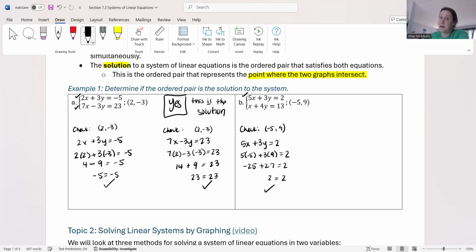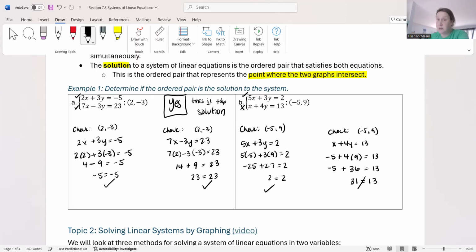Let's check to see if it satisfies the second equation. So we're going to check -5, 9 against the second equation. So that's x plus 4y equals 13. So anywhere I see an x, I replace it with a -5. Anywhere I see a y, I replace it with a 9. So let's see, -5 is just -5. And then 4 times 9 is 36. So I'm going to write that as plus 36 equals 13. And -5 plus 36 is 31, which does not equal 13.